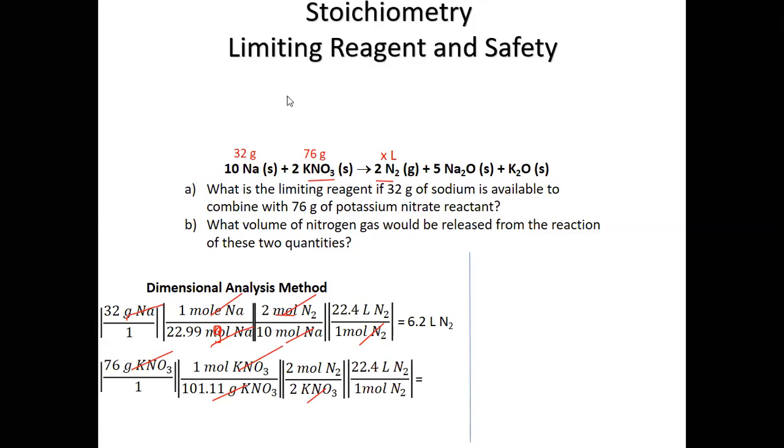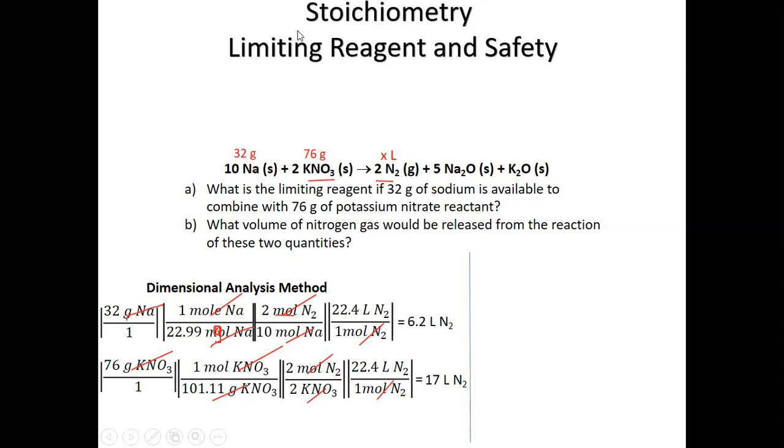What this does is produce the volume of nitrogen gas that 76 grams of potassium nitrate is capable of producing, and it turns out to be 17 liters when we do our math. Review that we would just take 76, divide by 101, times 2, divide by 2, times 22.4.